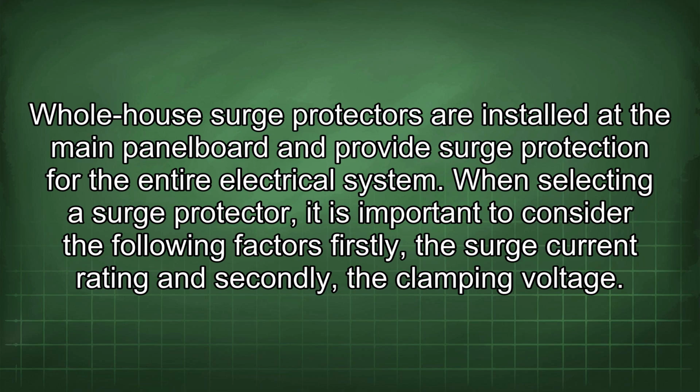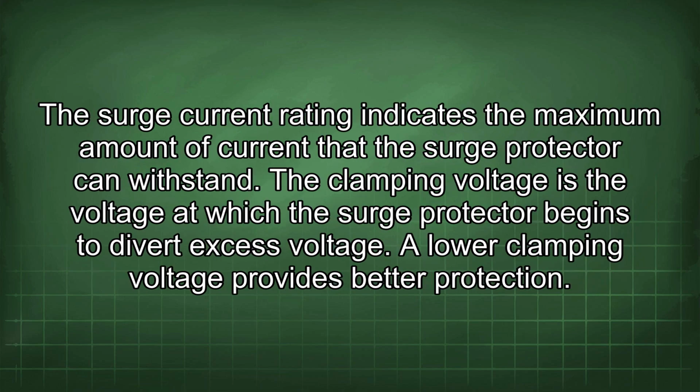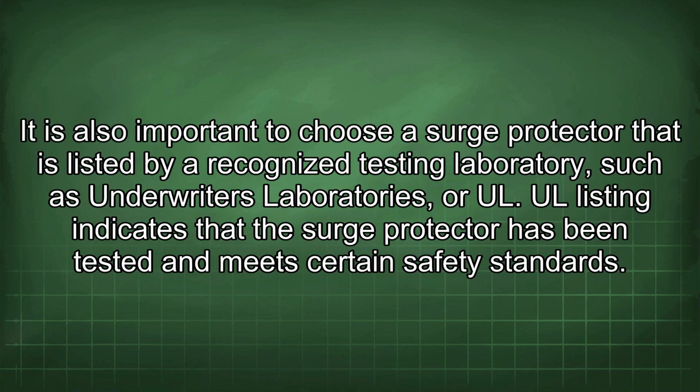When selecting a surge protector, it is important to consider the following factors: firstly, the surge current rating, and secondly, the clamping voltage. The surge current rating indicates the maximum amount of current that the surge protector can withstand. The clamping voltage is the voltage at which the surge protector begins to divert excess voltage. A lower clamping voltage provides better protection. It is also important to choose a surge protector that is listed by a recognized testing laboratory, such as Underwriters Laboratories or UL. UL listing indicates that the surge protector has been tested and meets certain safety standards.